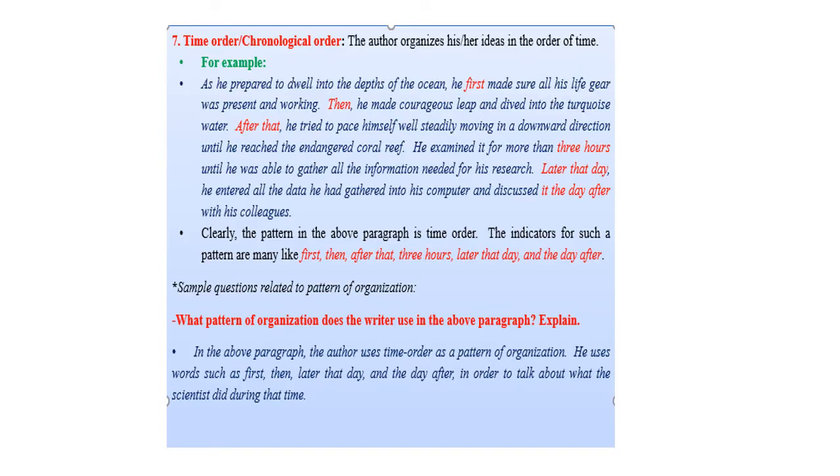Another one, time or chronological order, where you are telling about something that happened, okay, first and then later and then after that. Okay, those are the clue words. You know that this is in the pattern of organization is either time or chronological order. Okay. This is how I'm going to ask you the questions. What pattern of organization does the writer use in the above paragraph? Explain. Explain means tell me what led you, what clue words or what evidence led you to choose this.